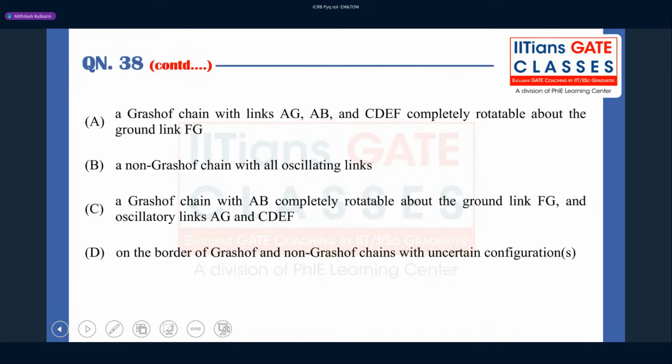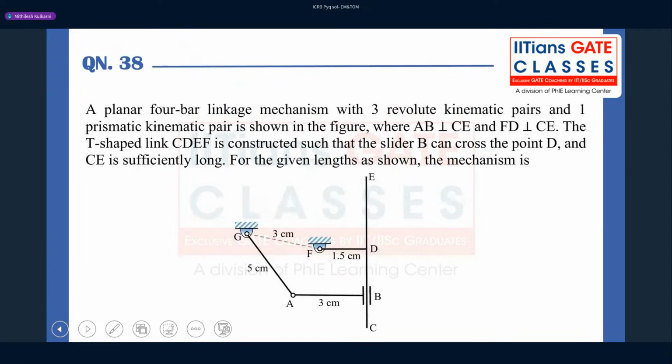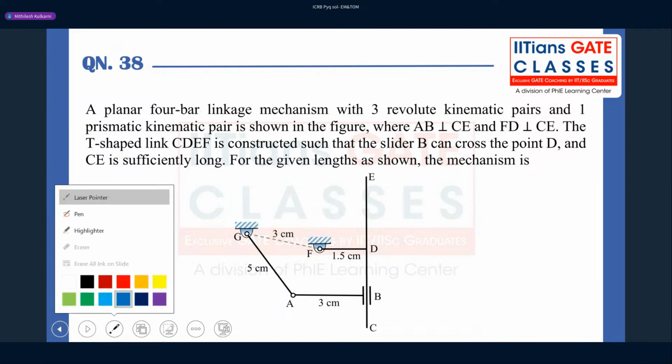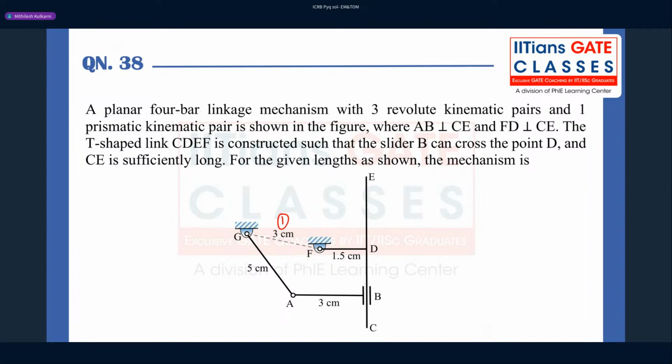In this particular case, we have this link. GF is the link. We can call it a fixed link, and let's call this link number 1. This is link number 1, which is a fixed link. This is 3 centimeter. We have another link which is 5 centimeter, link number 2, GA. However, link 3 is not just 3 centimeter. It is 3 plus LX, because it is a sliding pair.